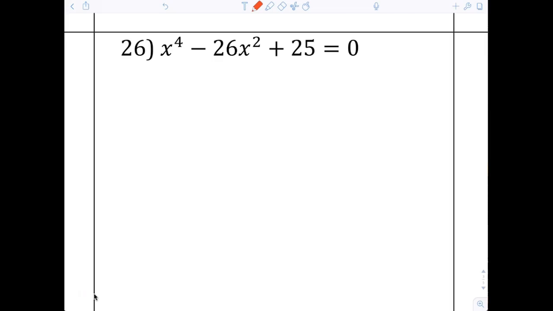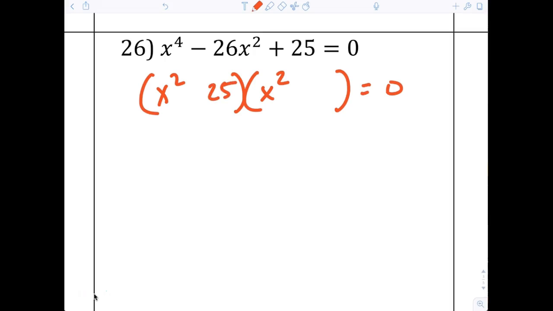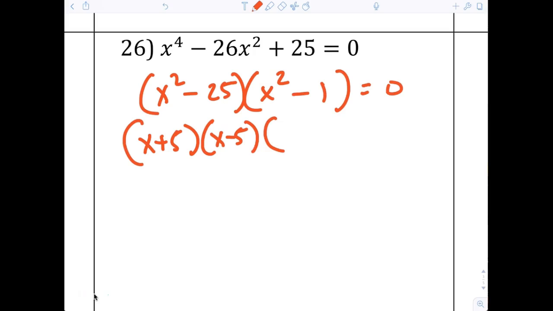Kelly. Good job. Can't quite hear you, but I'm assuming you're correct. I know you're so shy. 25 and 1. Both negative. So now what? Exactly. X plus 5, x minus 5, and?